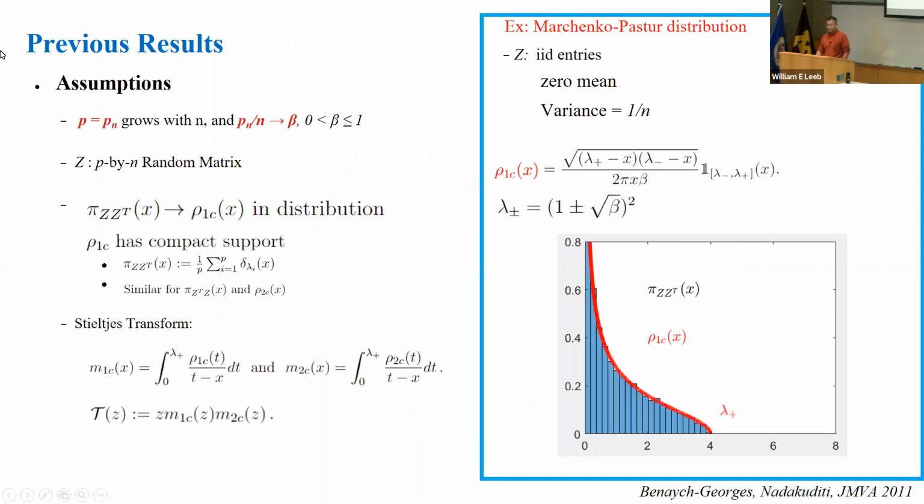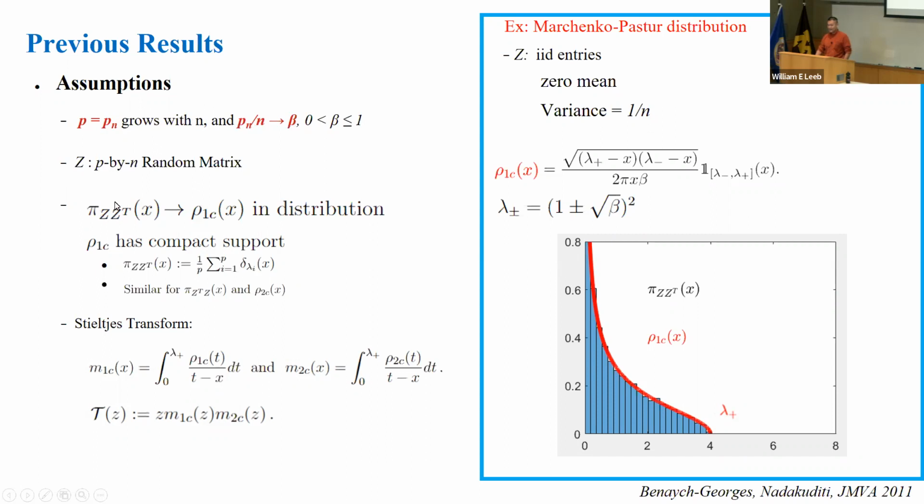So I will review some background of the random matrix theory and the optimal shrinkage. The previous result in Bao and George's paper and Nadakuditi's paper in 2011 assumes that when the dimension p grows with n, and p divided by n, when both go to infinity, converges to a value beta, where beta is between 0 and 1. And Z is our noise-only matrix, which is a p by n random matrix.